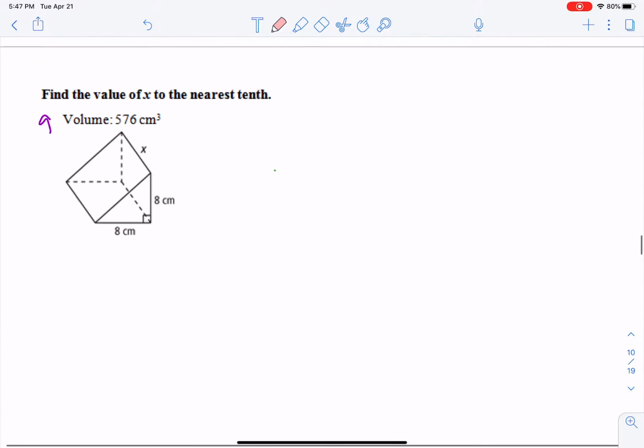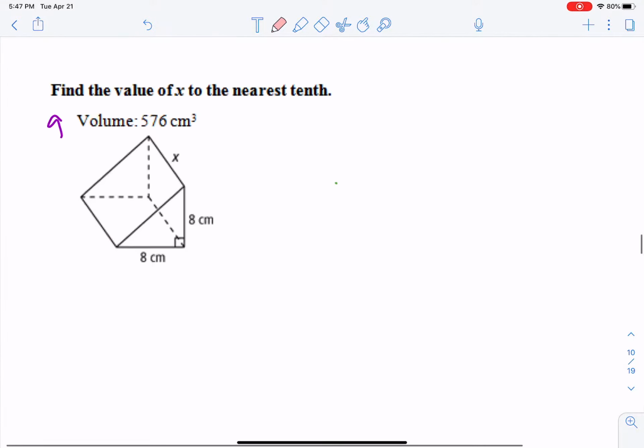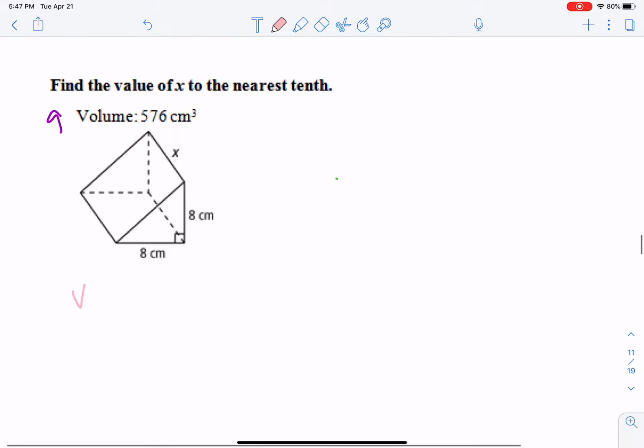Okay, the very last one, I wanted to show you guys this one. The rule is still the same. Volume equals area of base times height. And again, that base is actually a triangle. Even though it's not sitting on its base, that's the piece that's parallel. So those triangles are the bases. It's just kind of sitting sideways.